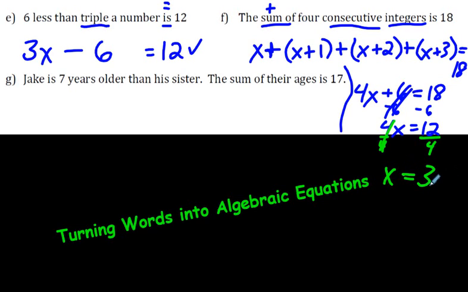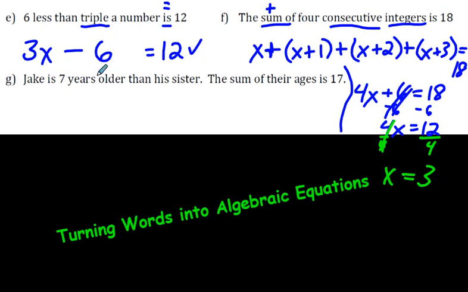But the cool thing is we now know that 3 plus 4 plus 5 plus 6 should equal 18. Let's see if that's true. 3 plus 4 is 7. 7 plus 5 is 12. And 12 plus 6 is 18. So it really does work.